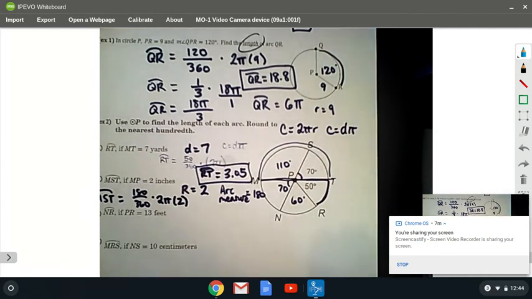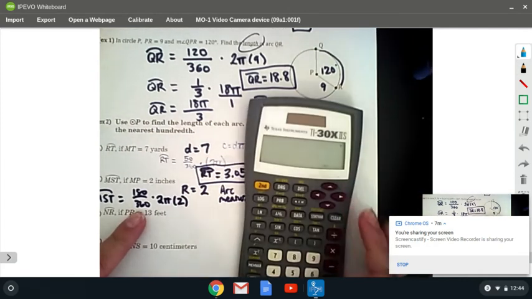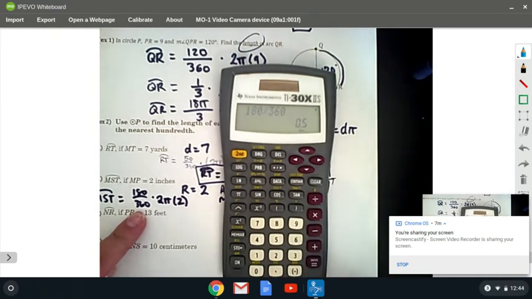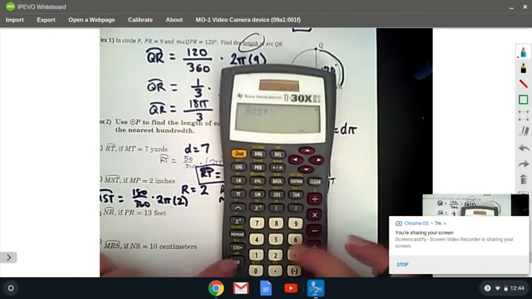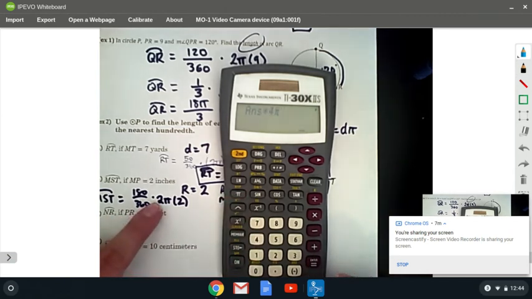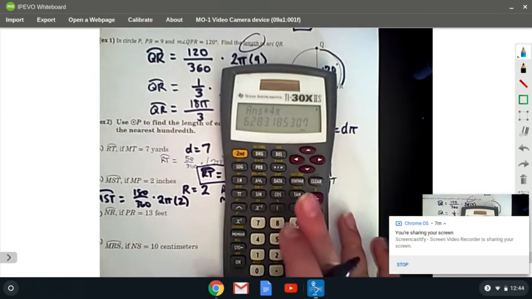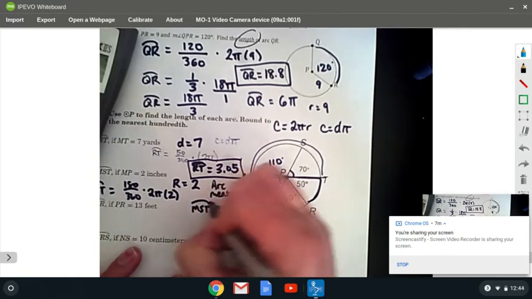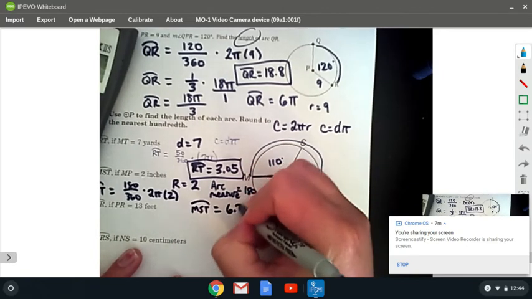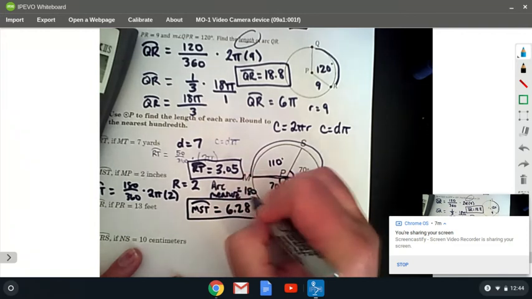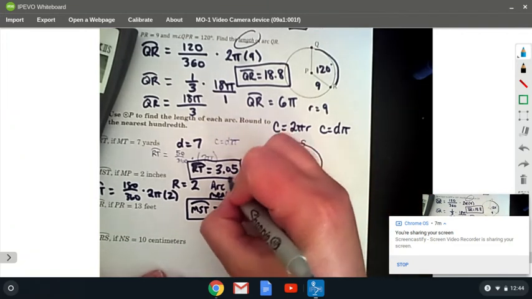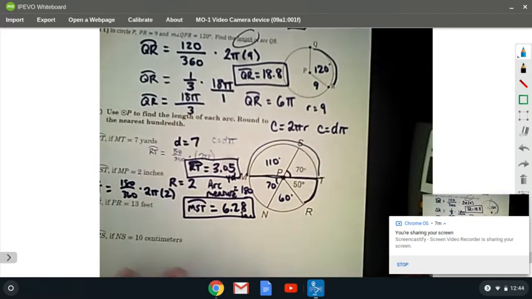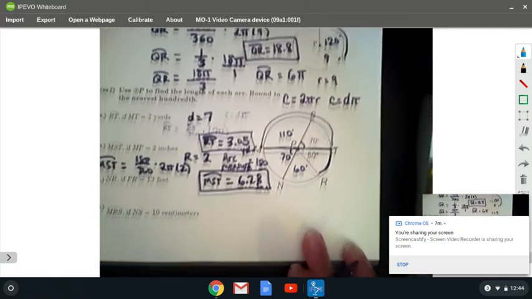2 pi times r, which is 2. So now in my calculator, I'm going to do 180 divided by 360. That's 0.5 times, and I'm just going to do 4 pi because I know 2 times 2 is 4. That's 6.28. So arc length of MST is 6.28. And this is inches. I forgot to label. That's important. We should always label our units.